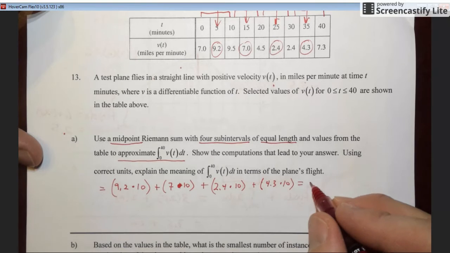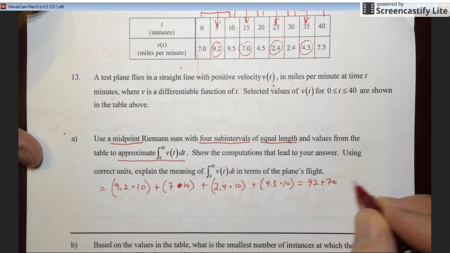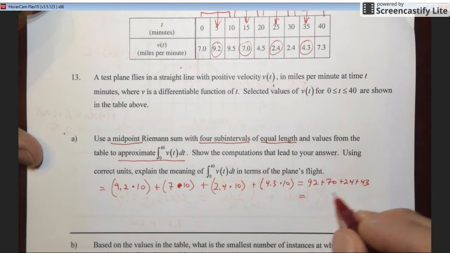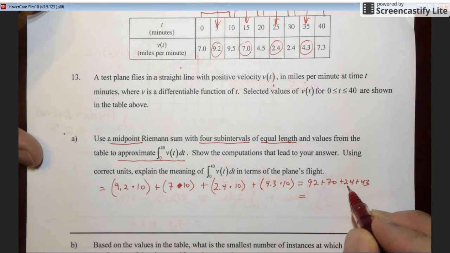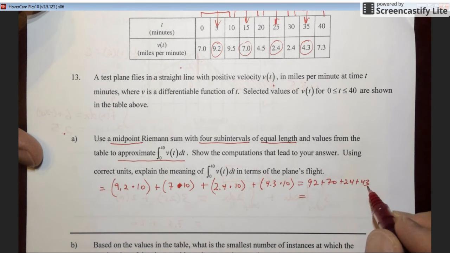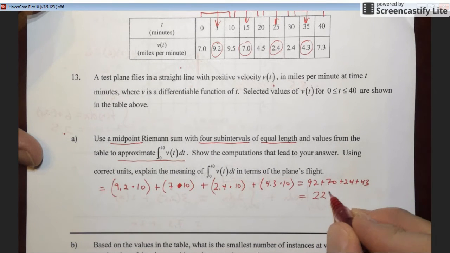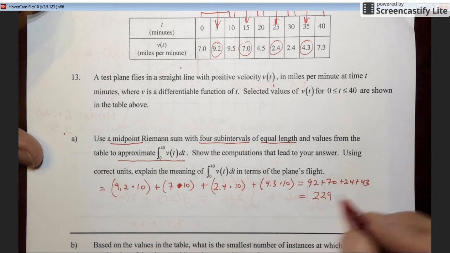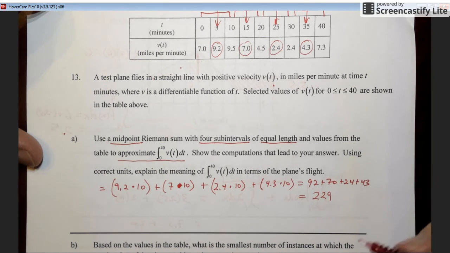So what we're really looking at here is 92 plus 70 plus 24 plus 43. And so we have 162. We add 24 to that, and we have 186. And we add 43 to that, and we have 229. Okay, so that's what the midpoint sum comes out to.